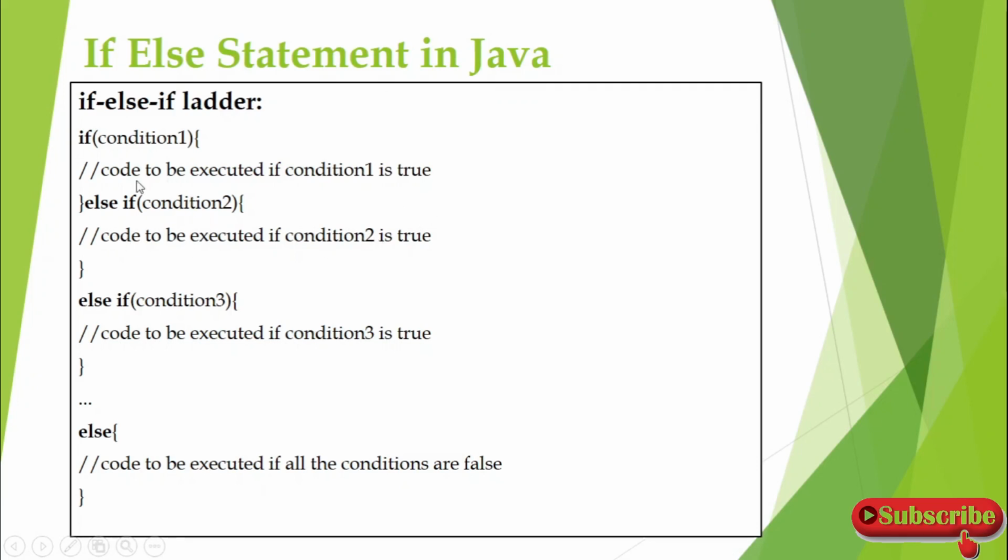If it is false, then it will come out of this else-if condition 2 and come to the else-if condition 3, and here it will check whether the condition is true or not. If it is true, then it will execute the code inside this block. If it is false, then it will go to the other else-if if available. If nothing is available, and you have given an else block, then it will come to this else block and execute this code, and it will come out of the else-if ladder statement. It will come out of these blocks completely.